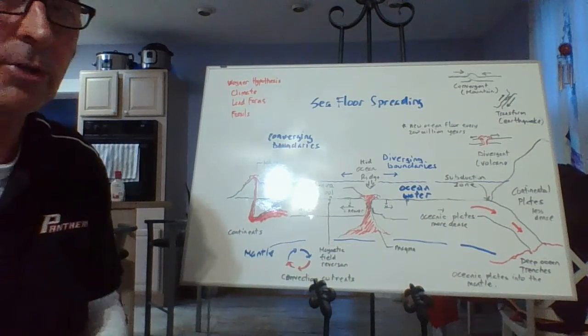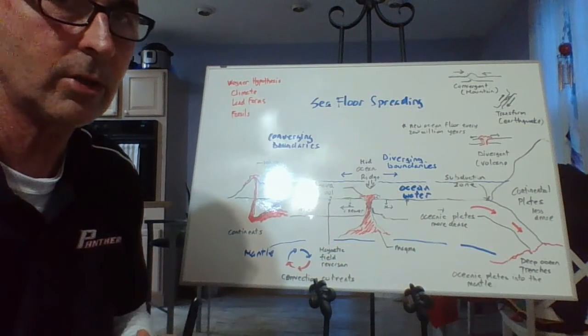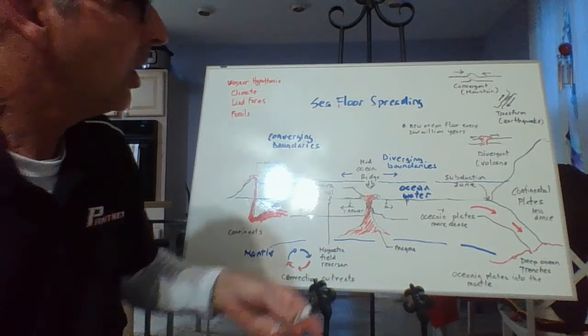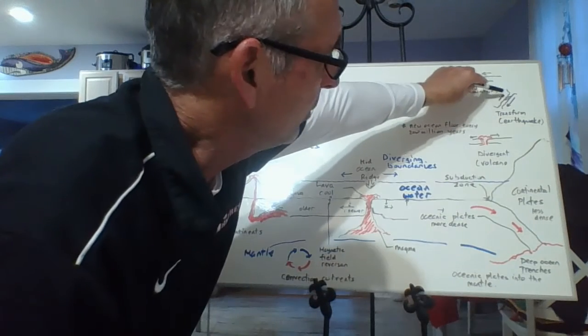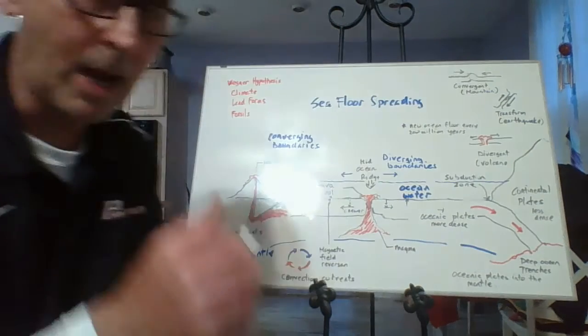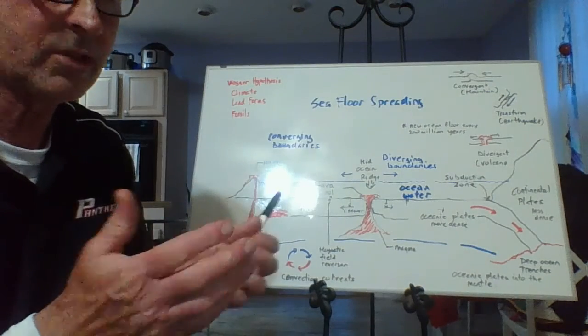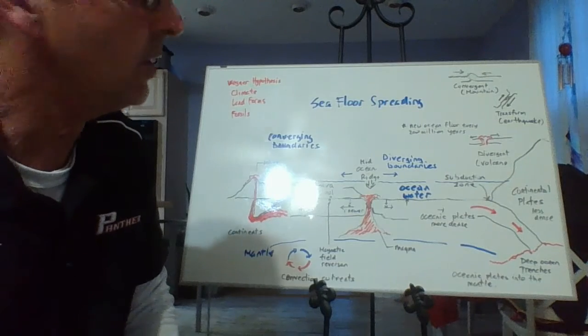We then also have what's called a transform boundary. These are when two boundaries are going past each other. And as they're going past each other, a little part of one of the boundaries may grab a hold of the other. And this is where an earthquake takes place.